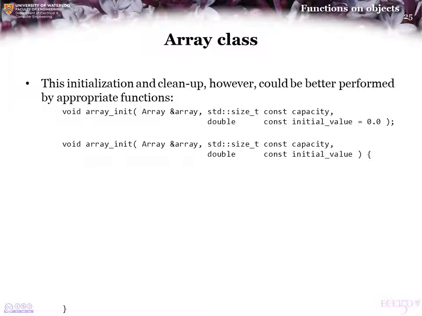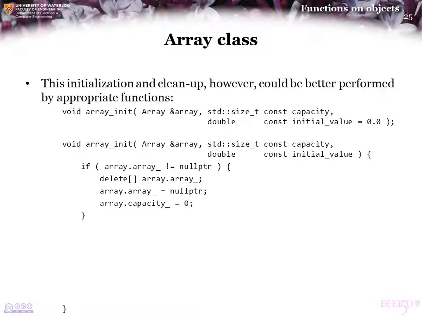So here's our function. Once again, we do have to check. Let's say that the member variable array is not equal to null pointer. Well, that means that either the user made a mistake or the array has already been initialized. So, assuming that the user is calling this array init class to initialize or perhaps reinitialize an array, we will delete the array and set that member variable to null pointer. We will also, of course, set the capacity to 0.